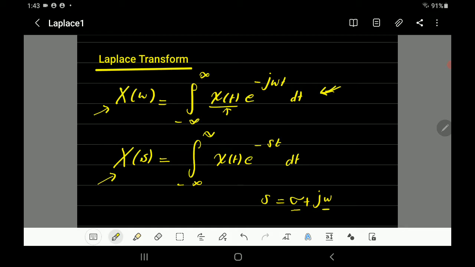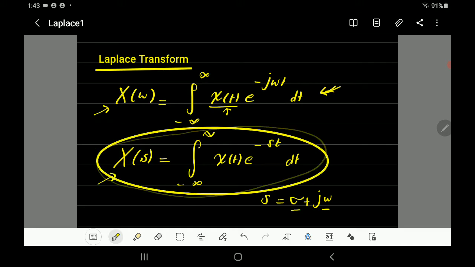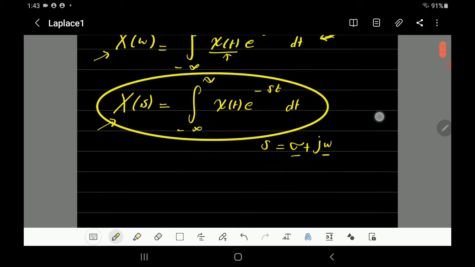So that's more general. The drawback of continuous time Fourier transform is that it can be defined only for stable systems. However, Laplace transform can be defined for both stable and unstable systems. Well, so that's the formula used to find Laplace transform. Let's just see some examples of how to find Laplace transform for some signals.